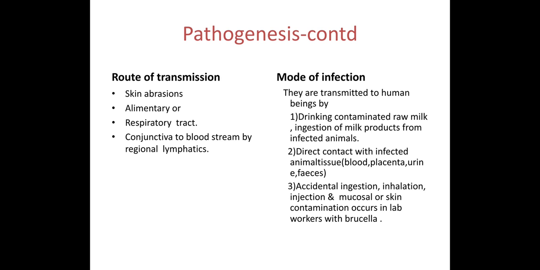Now that you know various ways in which humans can get infected, what are the different routes of these modes? So Brucella can enter humans either through skin abrasions, through the gut, that is by ingestion, through the nasal and respiratory tract by inhalation, or through mucosal surfaces like the conjunctiva.